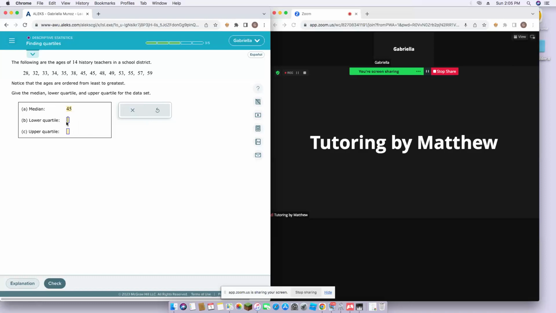7 numbers in the lower half. So in the lower half, just imagine you're looking at the first 7 numbers. The middle number is the 4th number. So 34.